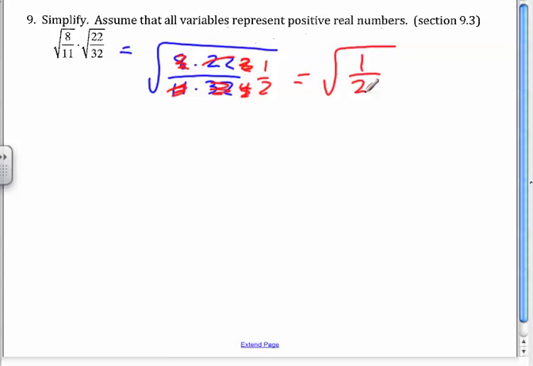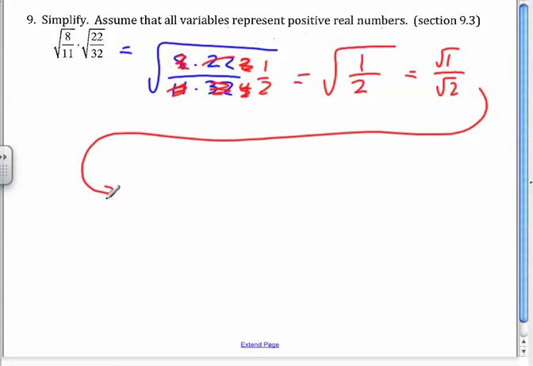Now I'm not done yet because I don't want the square root of a fraction. So I'm going to try and simplify this as much as I can. This is equal to the square root of 1 over the square root of 2. The square root of 1 is just equal to 1, because 1 times 1 equals itself. And we have square root 2 on the bottom.